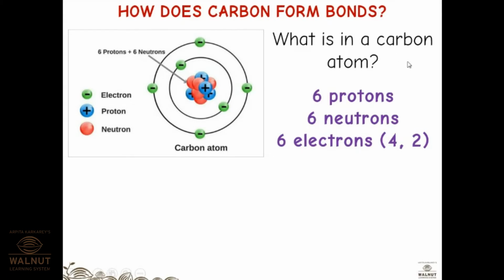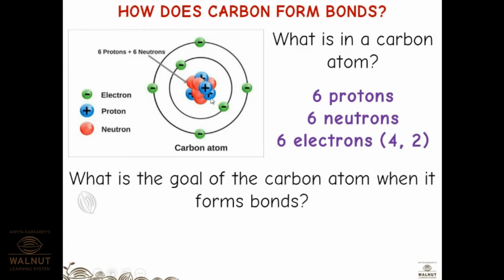And when you write the atomic number of carbon, what is it? What is the atomic number of carbon? 6. That's because it has 6 electrons. See, 2 in the innermost shell and 4 in the outermost shell. So 2 plus 4 is 6. Now, what is the goal of the carbon atom when it is forming bonds? Or forget about the carbon atom.